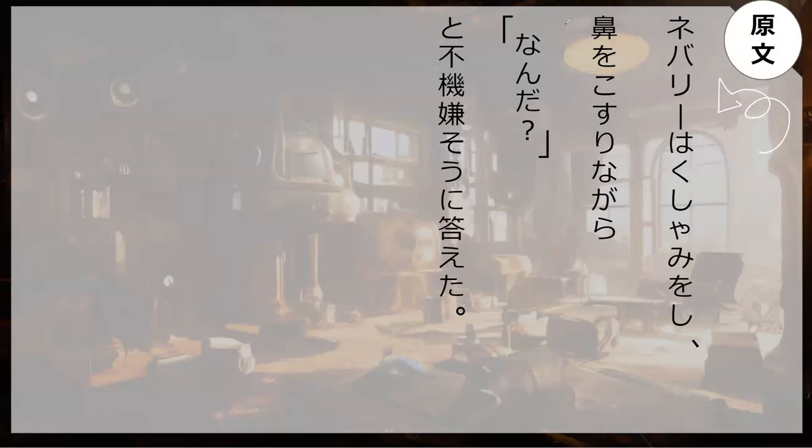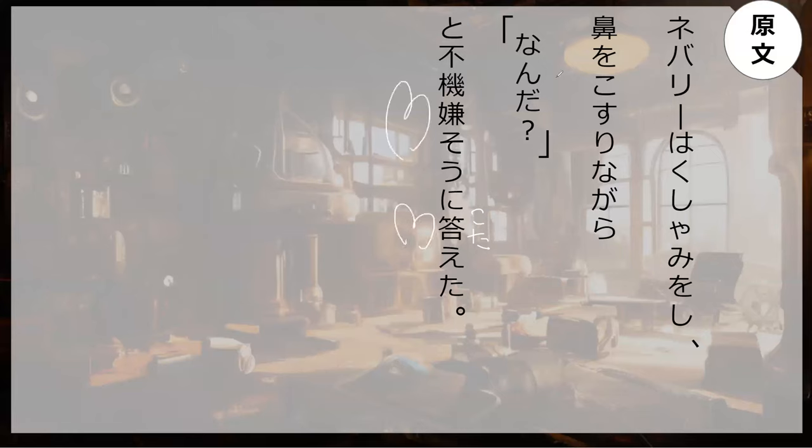Oh, wait. Actually, do you remember how to read this kanji? Hana. Perfect. Nose. Now you can read it. Neburi wa kushami o shi. Neburi sneezes. Hana o kosuri nagara. While he rubs his nose. Nanda, he says what? To. Fukigen sou ni kotaeta. Kotaeta. He replies in a bad mood.